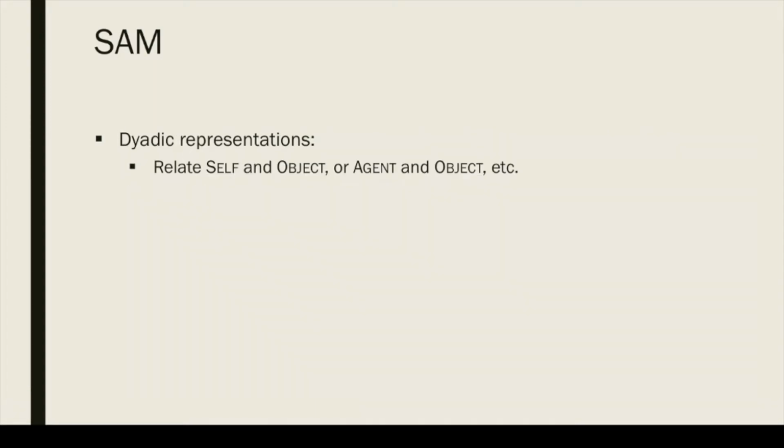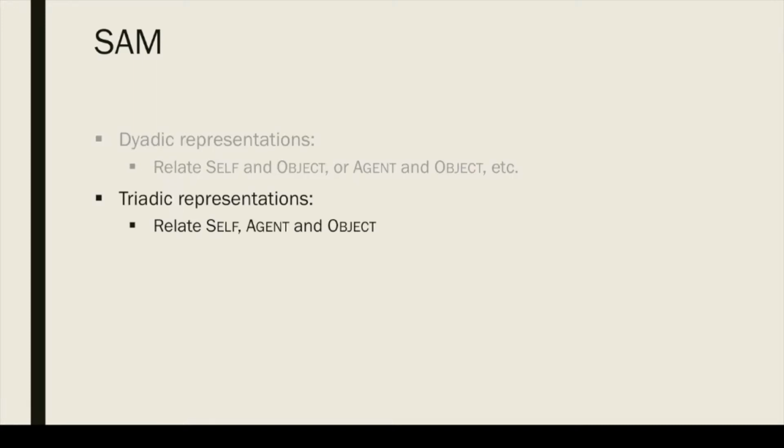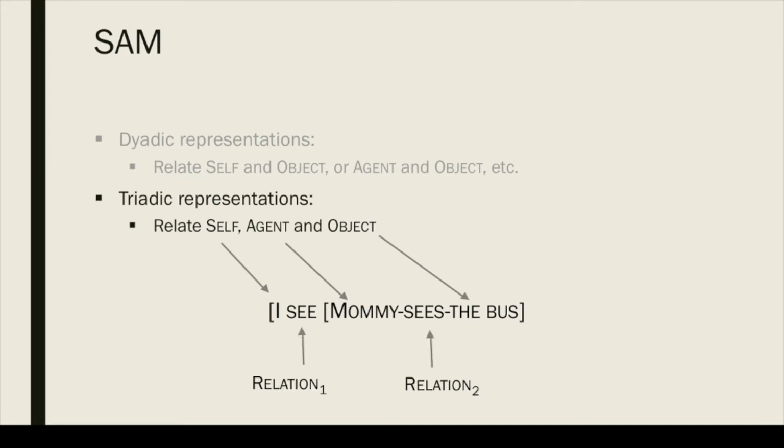The more primitive components of the system deal in dyadic representations, which always relate two things: a self and an object, or an agent and an object, and so on. However, in a triadic representation, one can relate two perceivers, namely the self and another agent, with an object being jointly perceived. For instance, an example of a triadic representation may be, I see mommy sees the bus. Here you have three participants: self, mommy, and the bus.